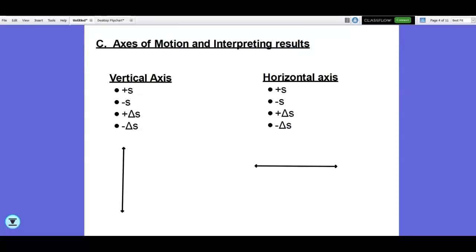So let's try to bring a little bit more clarification here. Now, in this class, we're going to be dealing with objects traveling on one of two different axes, okay? Vertical axes and horizontal axes. Of course, you could have diagonal axes too, but in this class, we're just going to focus on horizontal and vertical, okay? Now, S represents the position, right? And delta S, let me write that out actually. This represents position, and these two represent change in position, right?